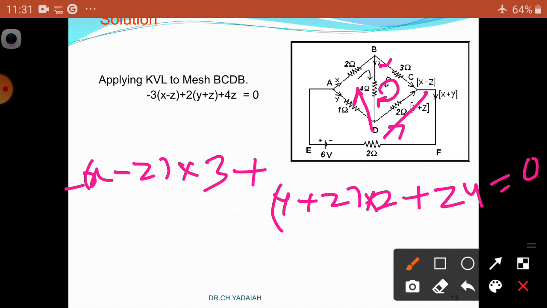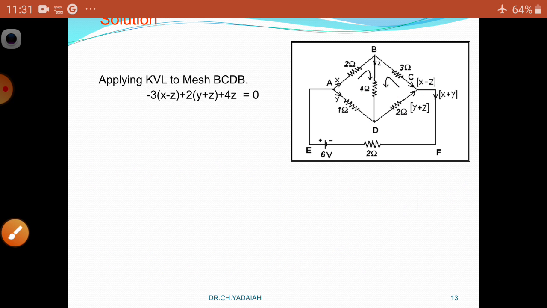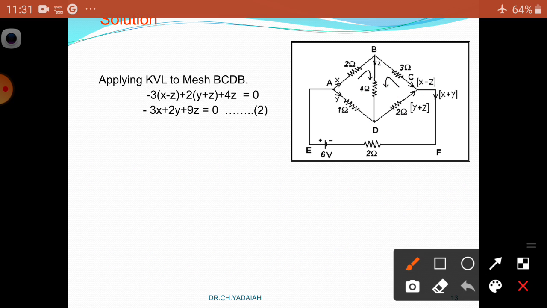So minus x minus z, because both the current direction and loop direction are the same, and I into R, where I is equal to x minus z. This is x minus z with the resistance 3 ohms, plus y plus z into the resistance 2 ohms, and here the current z into 4 ohms, equal to 0. Then write the x term, y term and z term as equal to a constant value. So we are going to get this equation, the second equation.